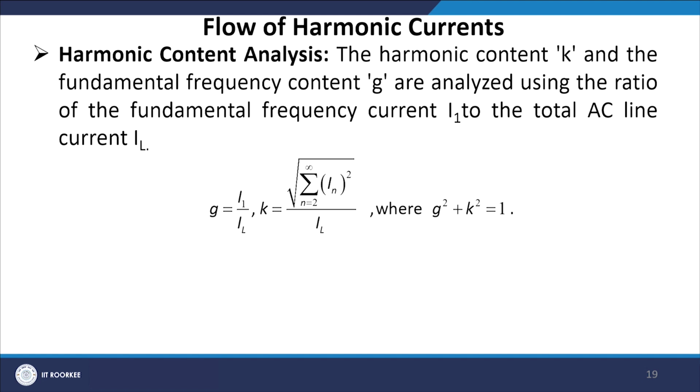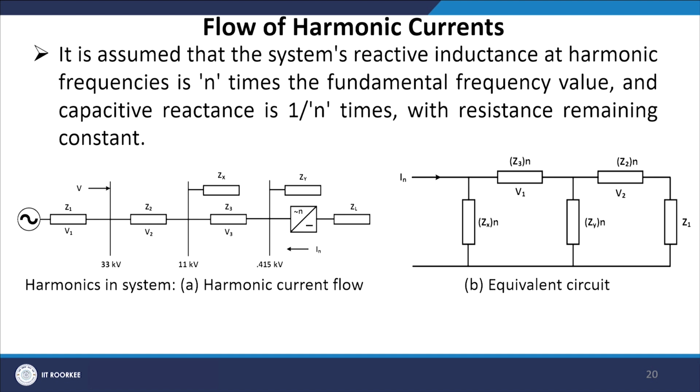Now, the harmonic content K and the fundamental frequency content G are analyzed using the ratio of fundamental frequency current I1 to the total AC line current IL. It is assumed that the system's inductive reactance at harmonic frequencies is n times the fundamental frequency value, and the capacitive reactance is 1 upon n times, with resistance remaining constant.